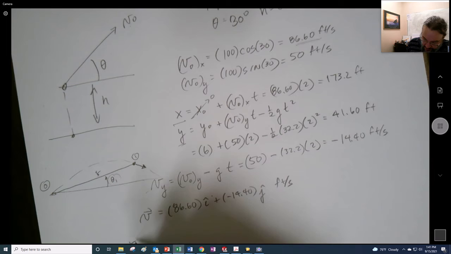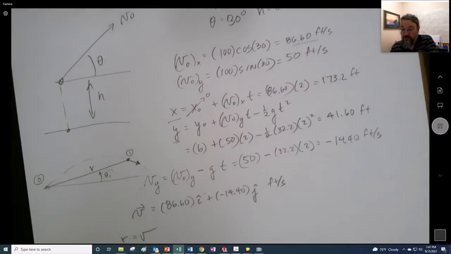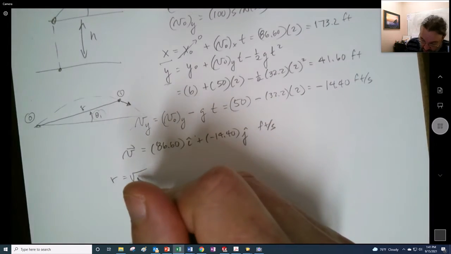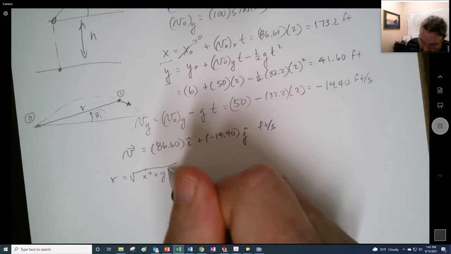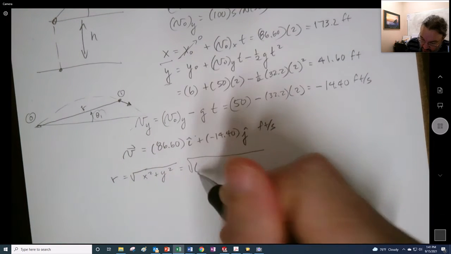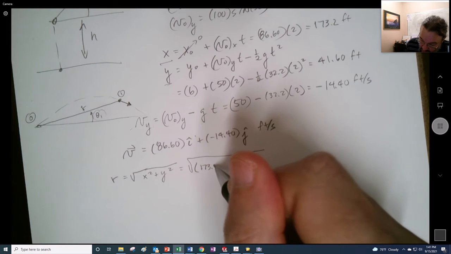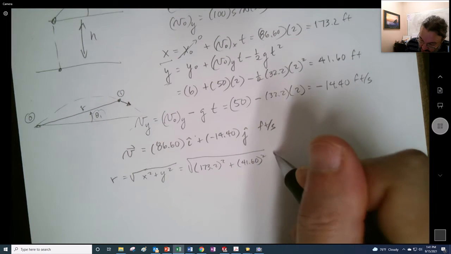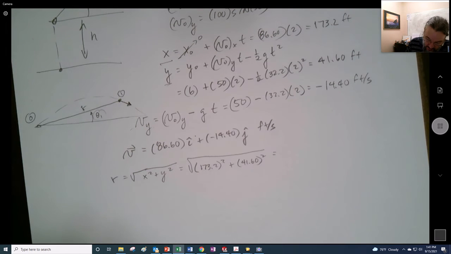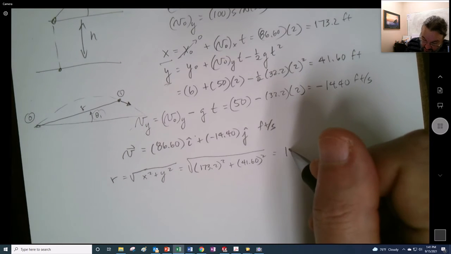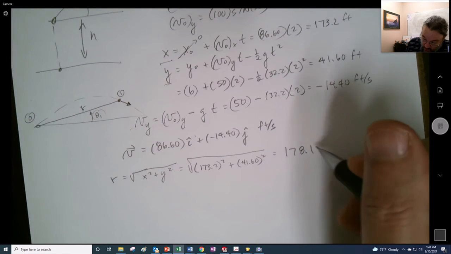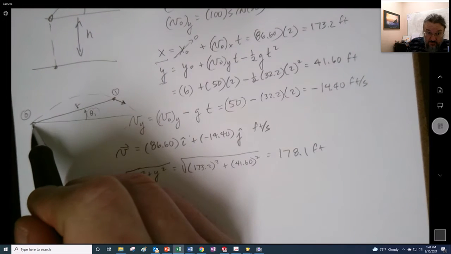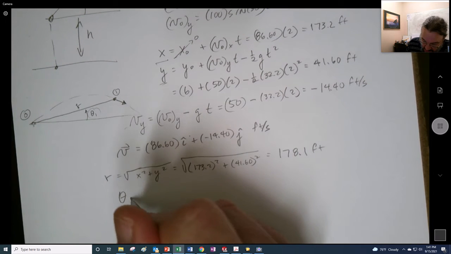So we can get that R is just going to be the square root of x squared plus y squared, or the square root of 173.2 squared plus 41.6 squared, and we take the square root, and I get about 178.1 feet, which is the distance from the ground right by his feet.